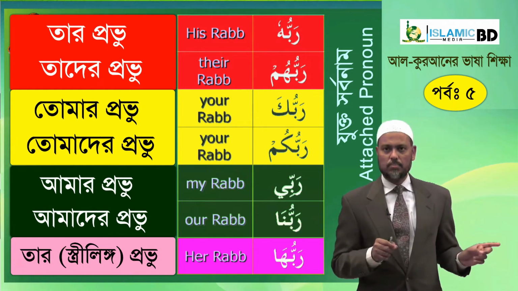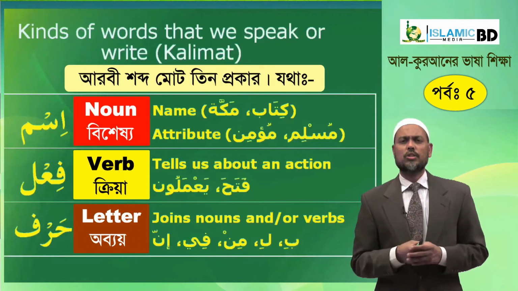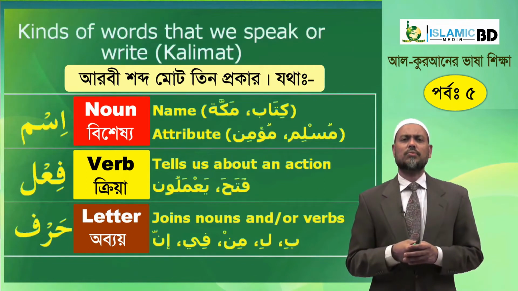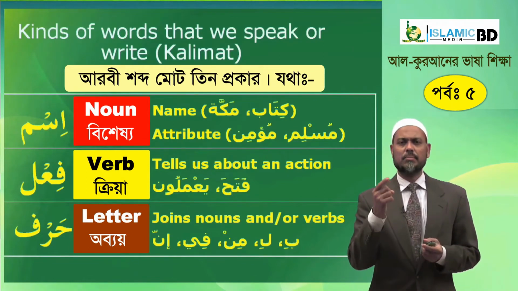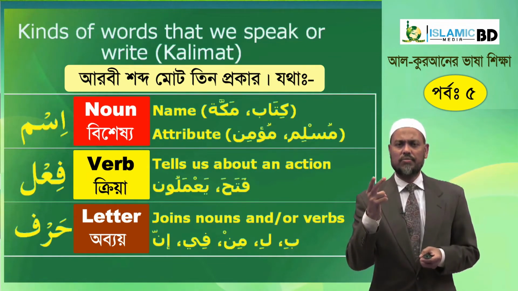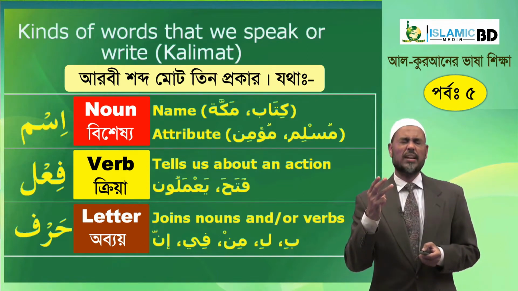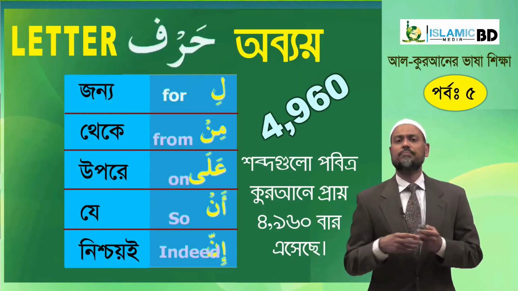Rabbuhu is his Rabb. Rabbuha, her Rabb. Okay? And also we told you that there are 3 types of words in Arabic language. Ism is noun, that is for names and attributes. Second is verb, fi'l, which tells us about an action. And the third type is letter, which joins nouns and or verbs.